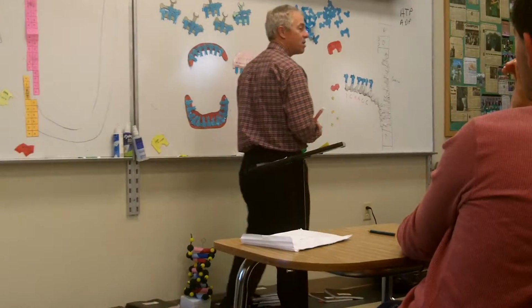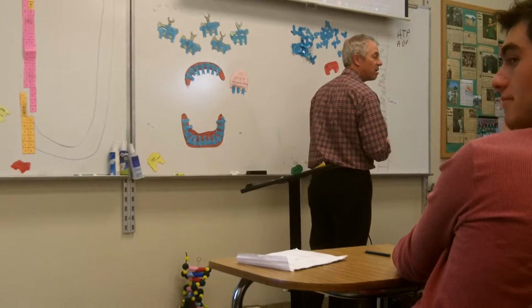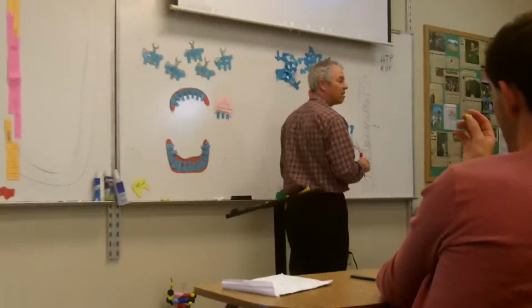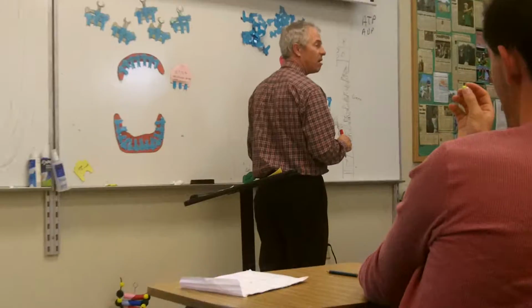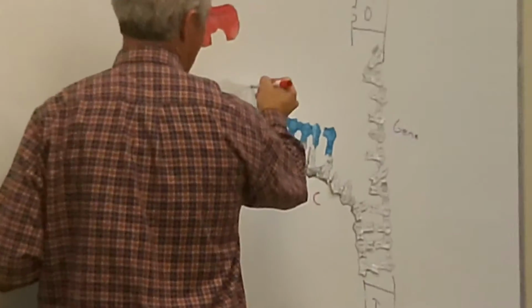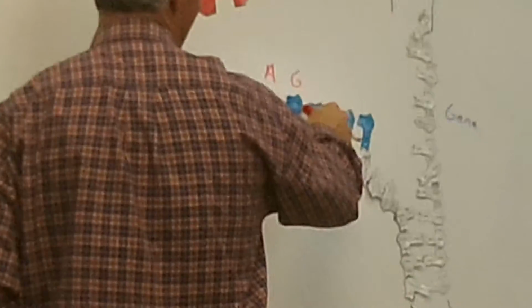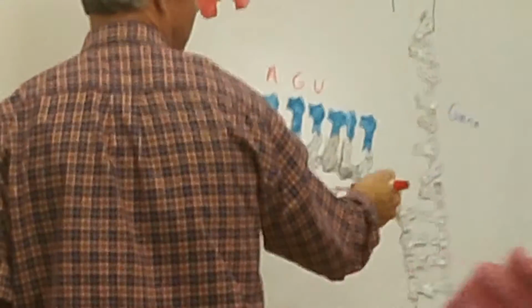Okay, so here it is. Listen if y'all missed it. It's not T, it's U, because RNA has U instead of T. A connects to U. G connects to C. C connects to G.